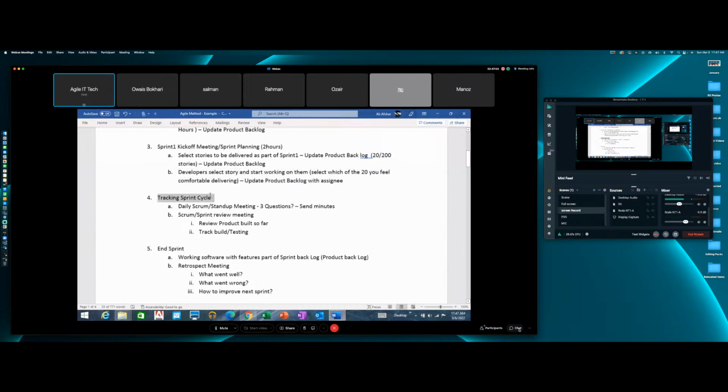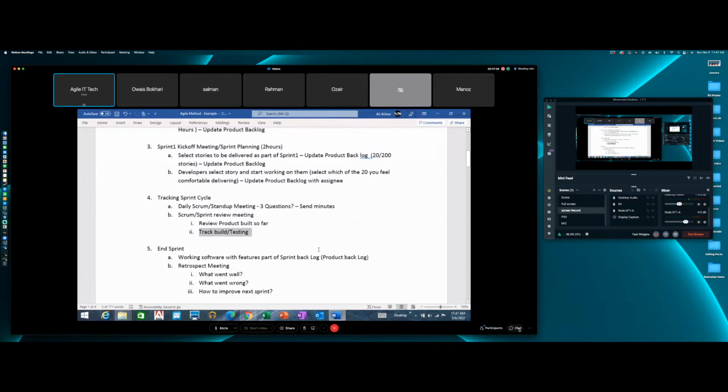So how do we track the sprint? Of course, we track the sprint with our daily Scrum or daily stand-up meetings, and we ask our favorite 3 questions. What did you do yesterday? What are you doing today? Are there any roadblocks? And we will also be doing a sprint review or a mid-iteration review where we will review the product that we have built so far, and we will track the testing effort and everything.